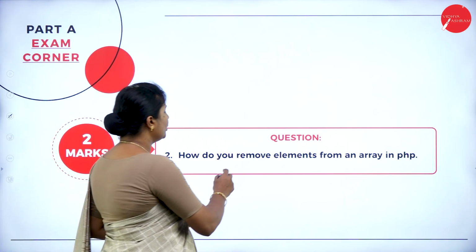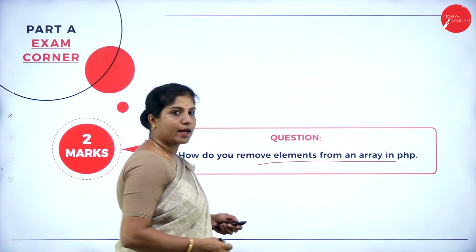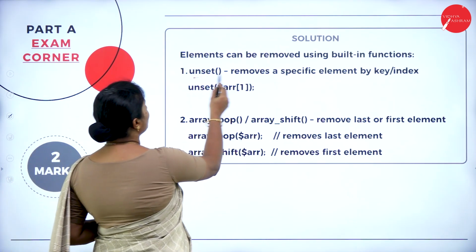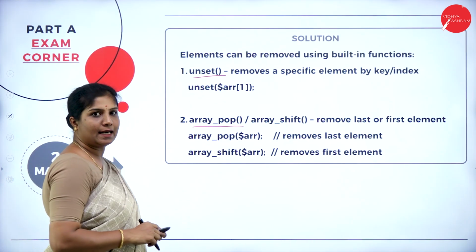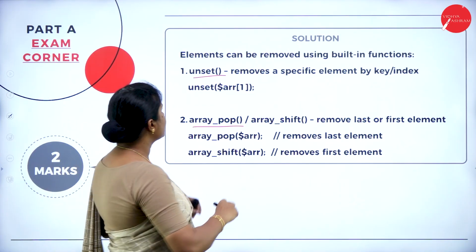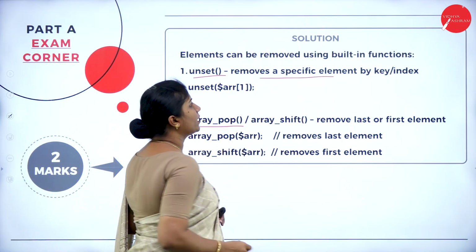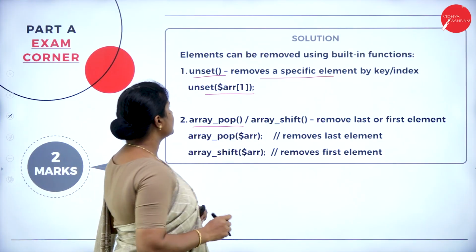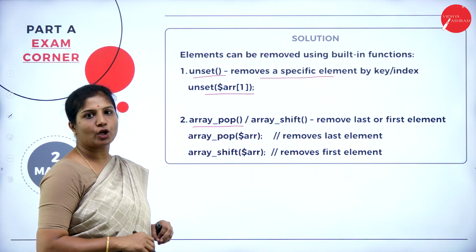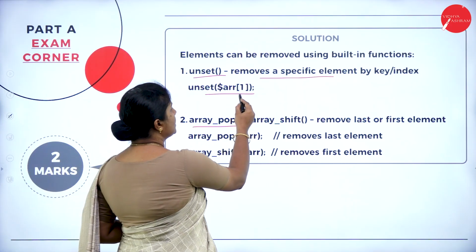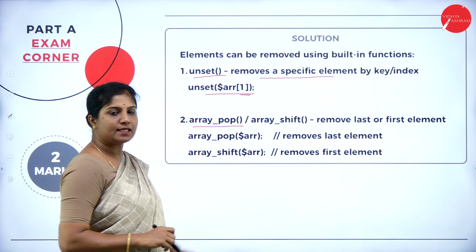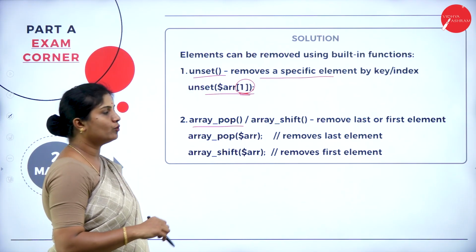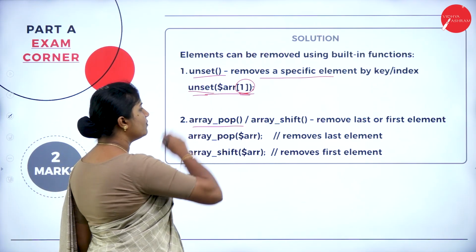Next question is, how do you remove elements from an array in PHP? Here we are using 2 functions to remove elements from an array. First is unset. It is going to remove a specific element by a key or an index. What is the syntax? unset($array[1]). Whichever element is present at index 1, that element is going to be removed. For that we are using the unset function.